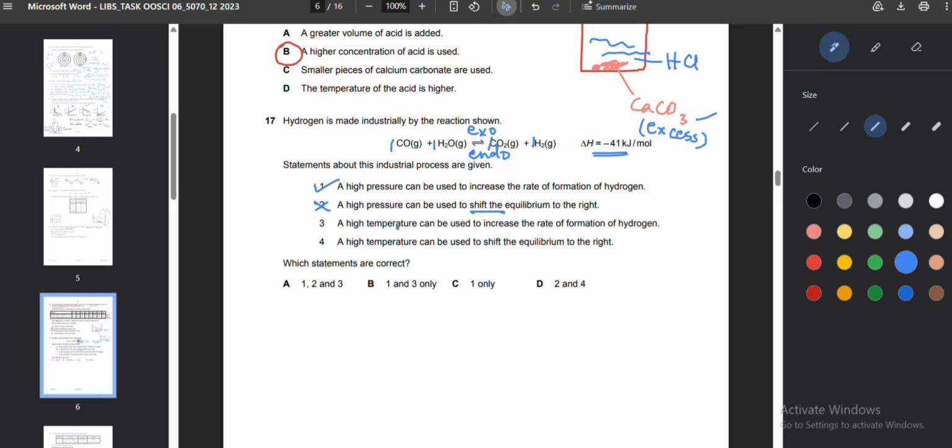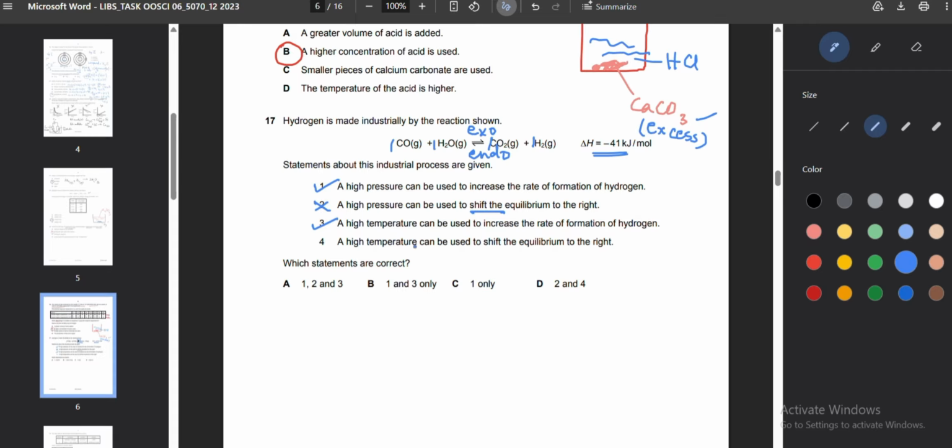Third is that a high temperature can be used to increase the rate of formation of hydrogen. Yes, again this is correct, because high temperature means that particles will have more kinetic energy and they will collide more often. So the rate of the reaction will increase.